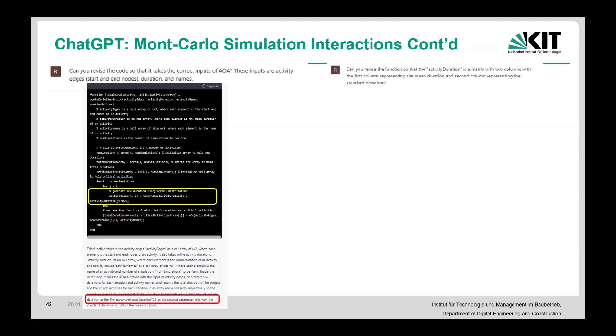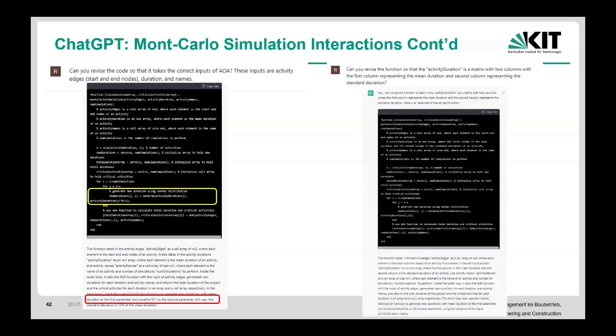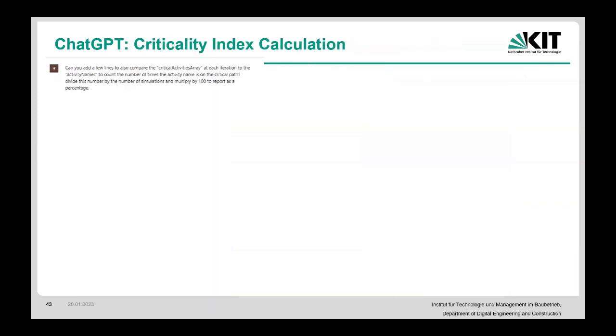So what I did was I looked at it and said, can you revise the function so that the activity duration is a matrix with 2 columns, which is exactly what I had given to it before. You can just copy paste it. The first column represented the mean duration, and the second column represented the standard deviation. It fixed it. So it now gave this, where it's a duration, which is the first column of the duration, and then J and 2, which is the second column of the duration. So now it's more or less fixed. However, it still requires more tweaking, right?